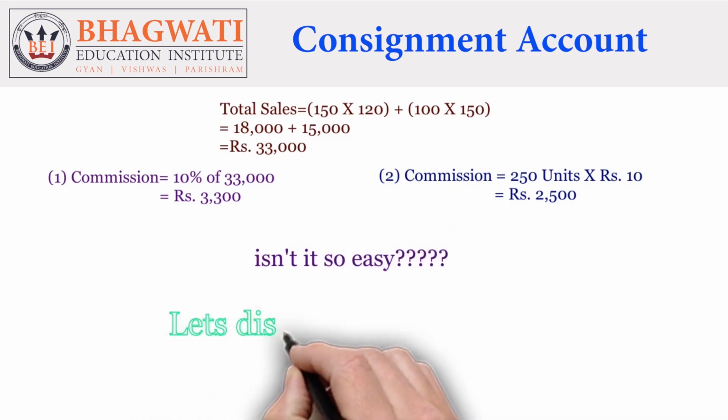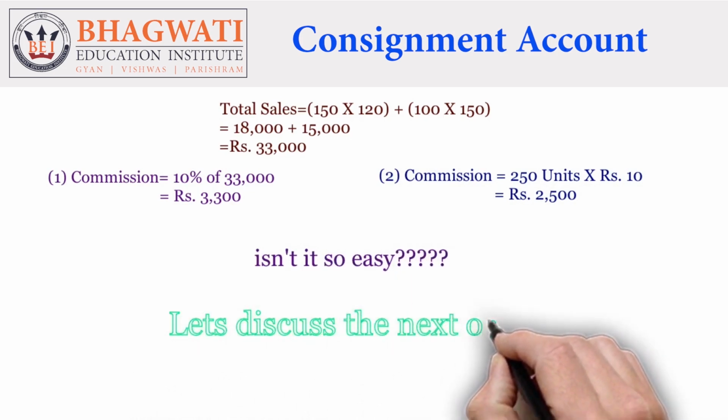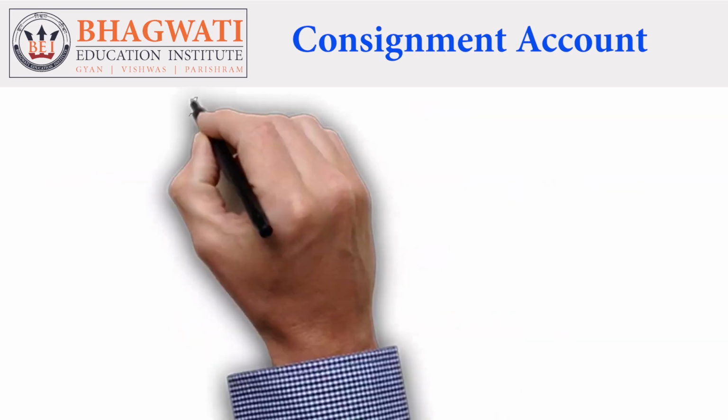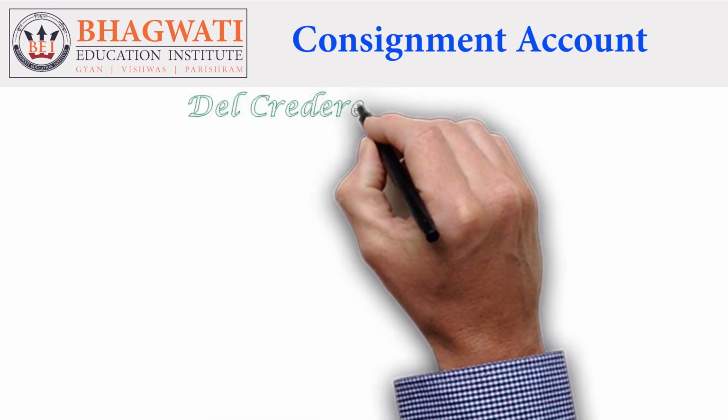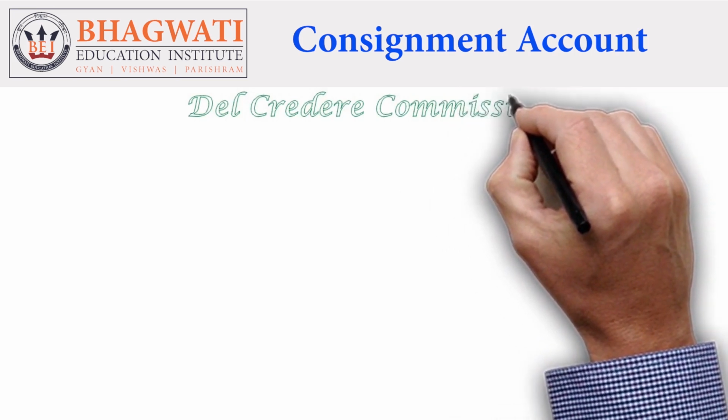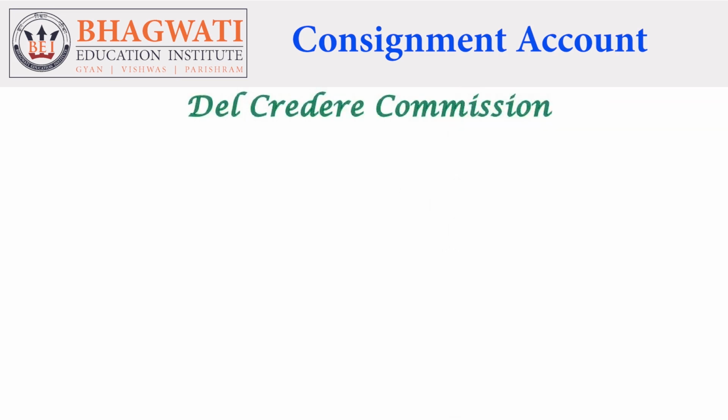Let us discuss the next type of commission. Do you remember which was the next type of commission? It was del credere commission. Now, for what purpose is this commission given? We are already giving ordinary commission. Now, why this type of commission? Mind well, this commission is given over and above ordinary commission.